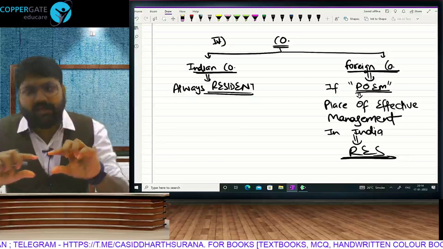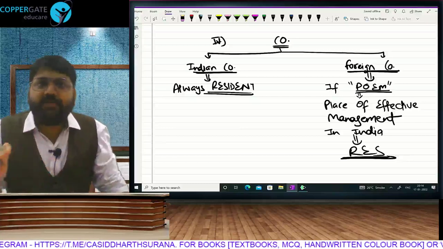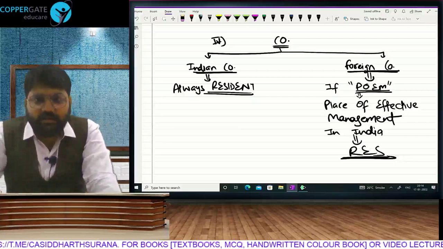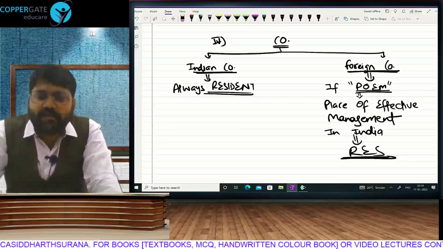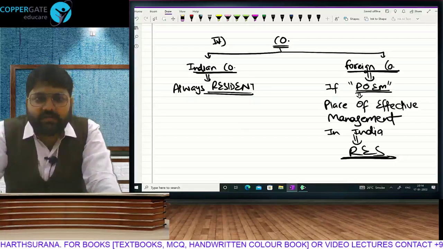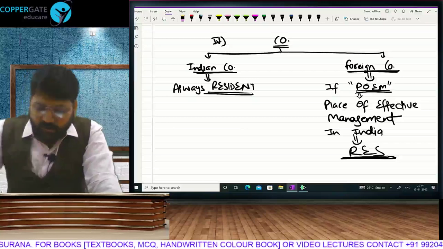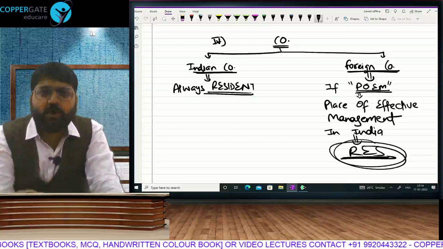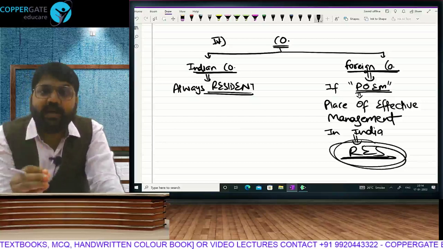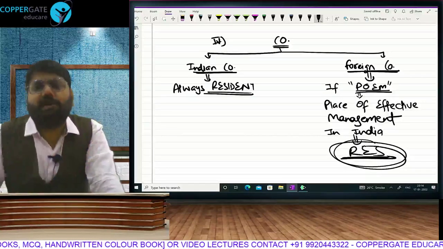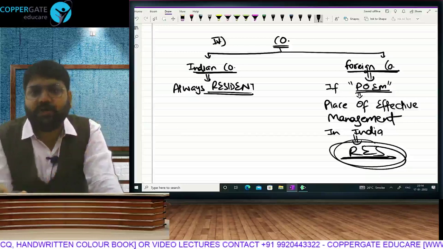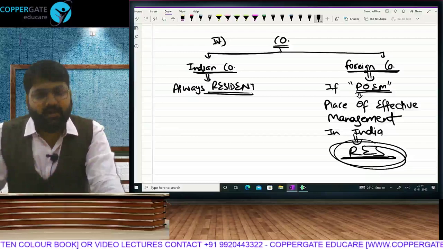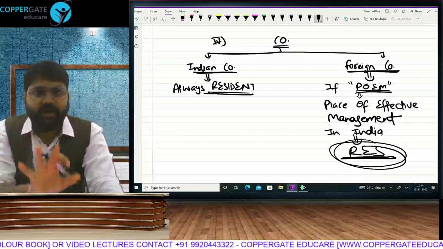Till the time you understand, roughly, in short, that if big major decisions are taken in India, then it will be a resident. See, listen, you all are in the learning stage. Can I say the companies are already doing business? A foreign company which is already doing business knows about this. So foreign companies, for all practical purposes, make sure that the POEM does not come in India. Because if their POEM does not come in India, they will become non-resident and they don't have to pay tax in India, except on Indian income, of course. Indian income will be taxable.